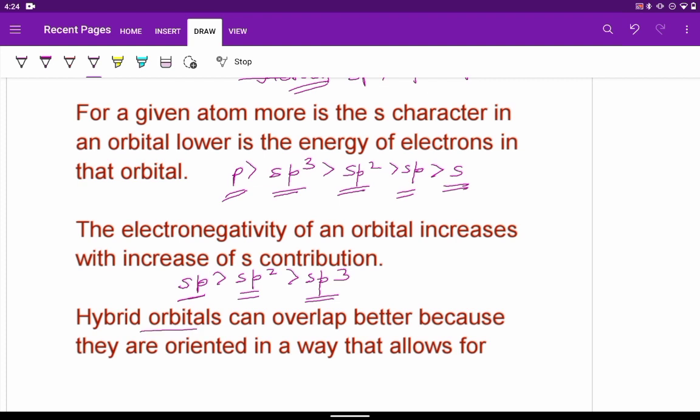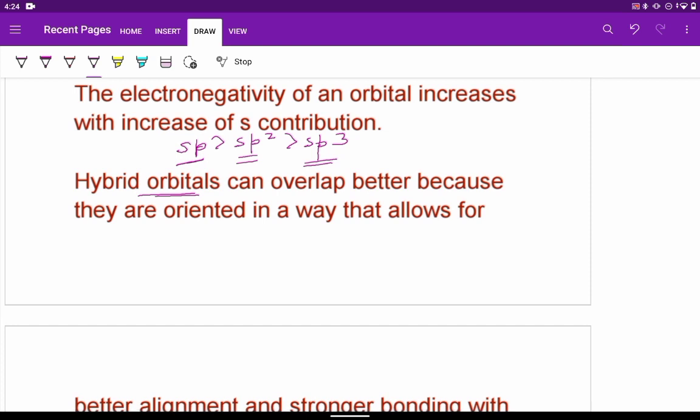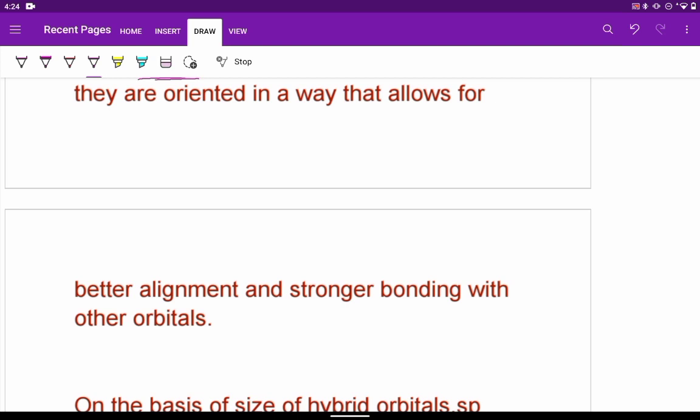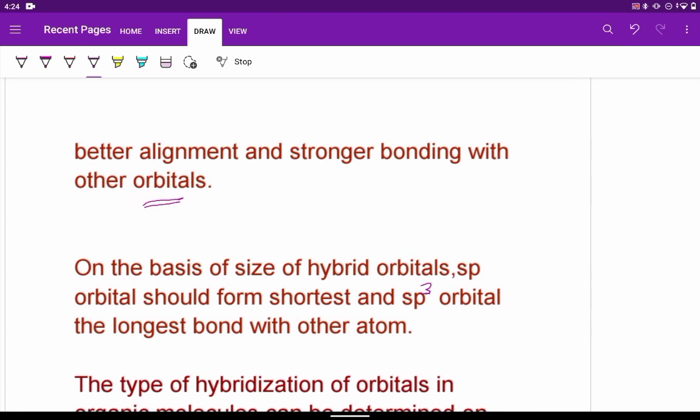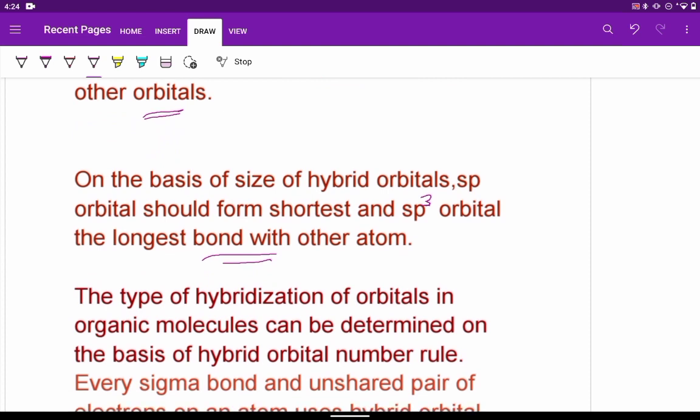The orbitals after hybridization, when they overlap to form the bonds, hybrid orbitals overlap better because their orientation is such that they can go for better alignment and stronger bonding with the other orbitals. Alignment of the hybrid orbitals is in favor of bond formation. Now on the basis of the size of the hybrid orbitals, sp should form the shortest and sp3 should form the longest bond with any other atom, because in sp3 p character is more.